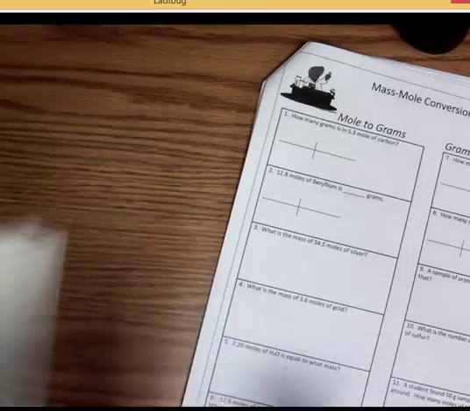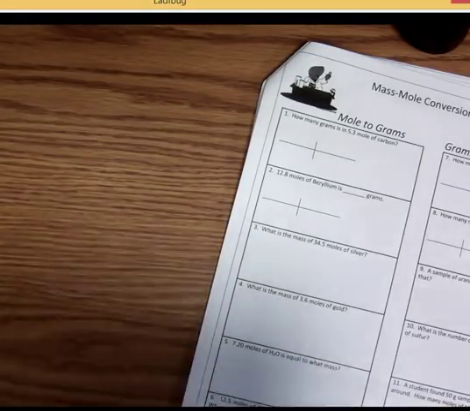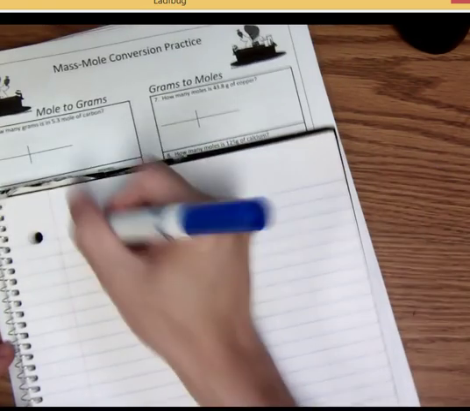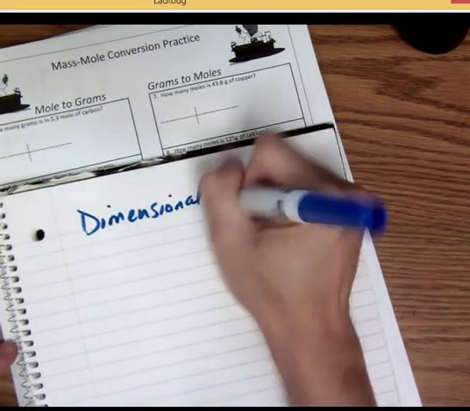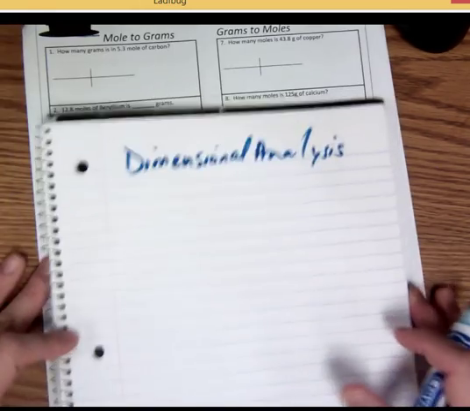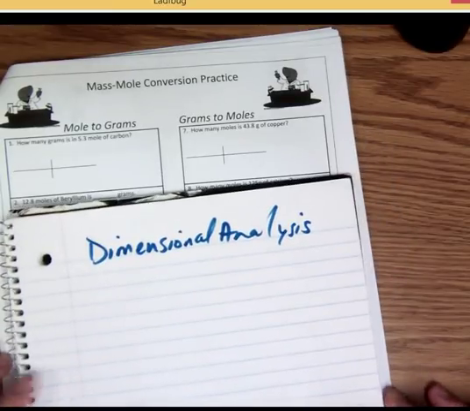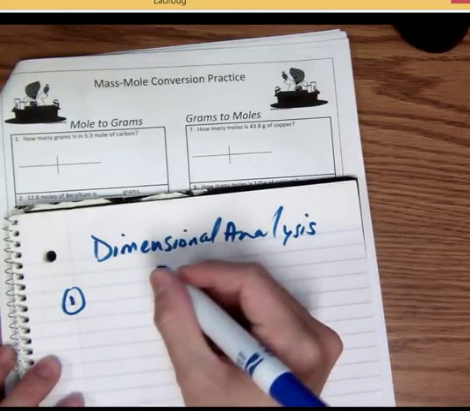All right. So moles to gram. You are required to use dimensional analysis on this. So remember dimensional analysis. You always have to use a conversion factor. In the past, we might not have used that. So number 1, how many grams is in 5 moles of carbon?